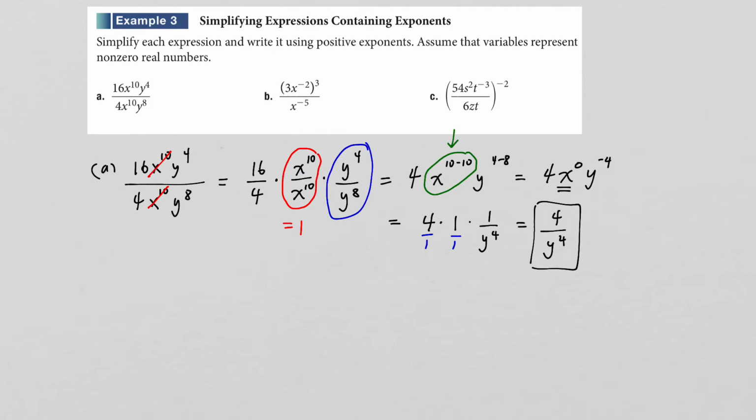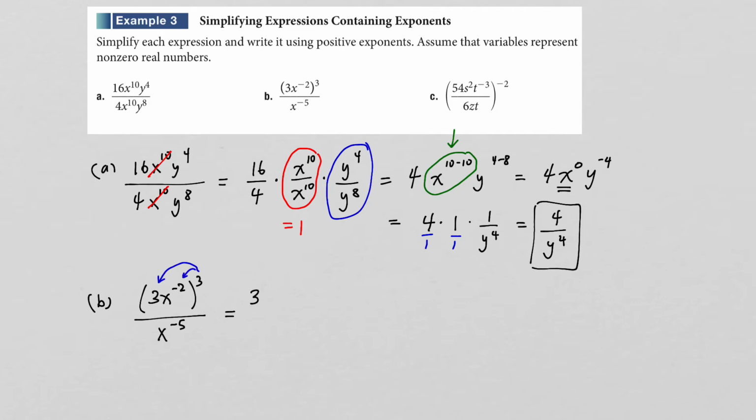In the next example, we have the quantity 3x to the negative 2 to the 3rd power divided by x to the negative 5. Now, there's a couple of different ways to approach this. I'm going to take a very direct approach. So in the numerator, what I have is the product of two things here, and then that is raised to the third power. So this power 3 gets applied to each one of these. That's a property of exponents.